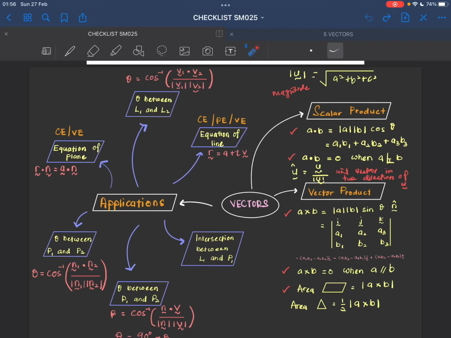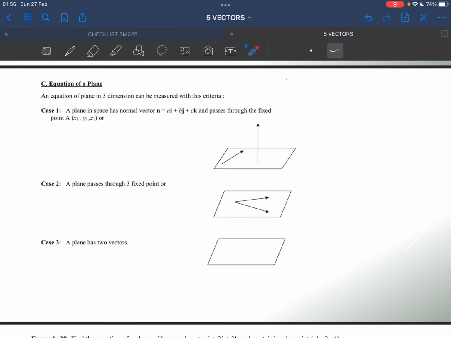Okay, now we are going to see how to find the equation of plane. As you can see from here, there is only Cartesian equation and also the vector equation. So let's recap. Our equation of line is r equals a plus tv, so that is for vector equation. And for plane, we have r dot n is equals to a dot n. So there is a dot product involved in finding the equation of plane.